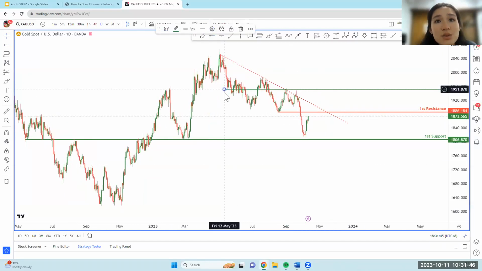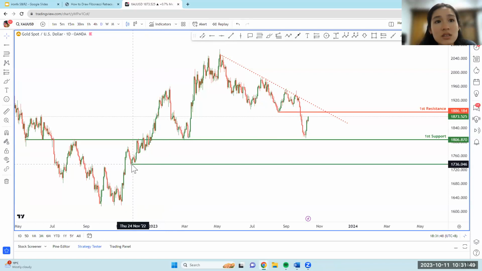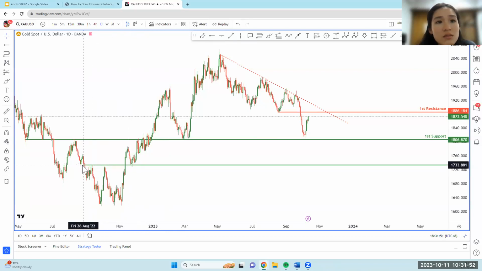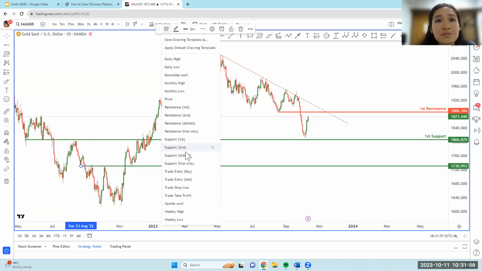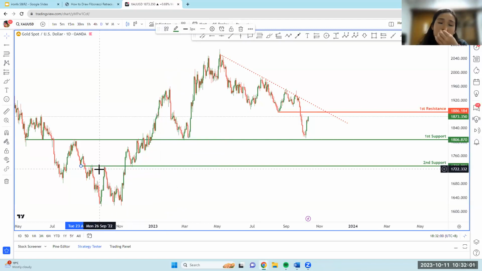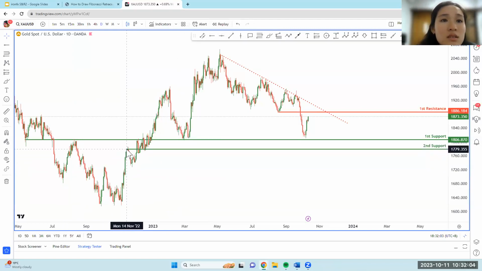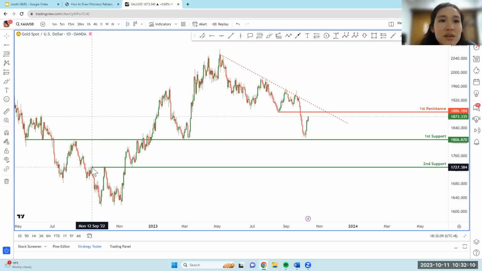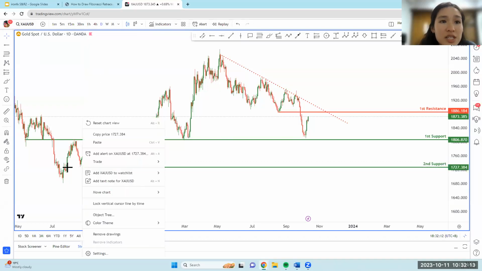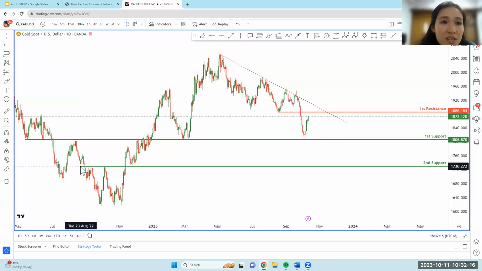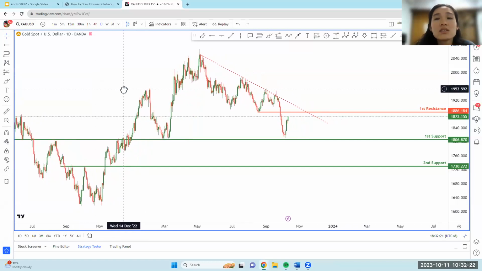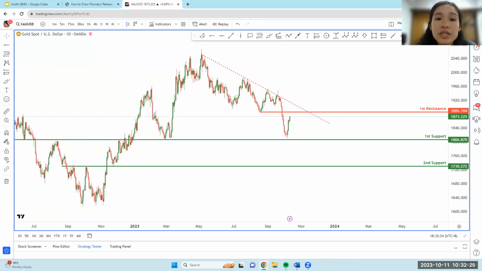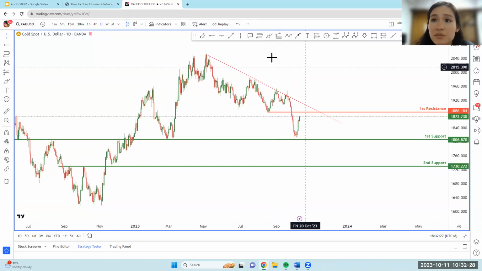Okay, next we have another second support here, or maybe closer here. Yeah, the reason why I chose here instead of there is because here we have many swing highs and lows. So here we are playing the continuation.